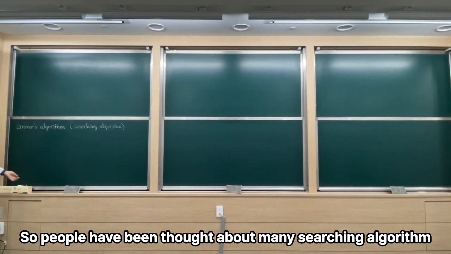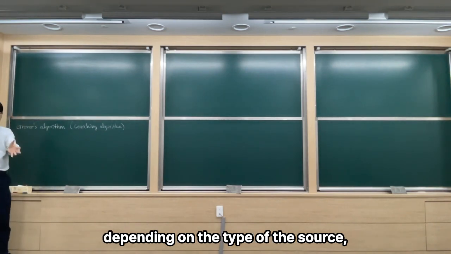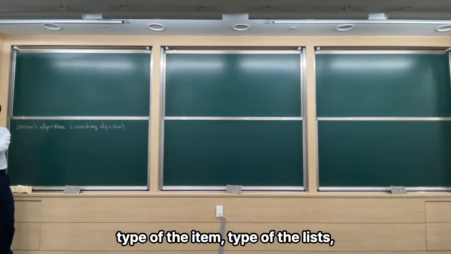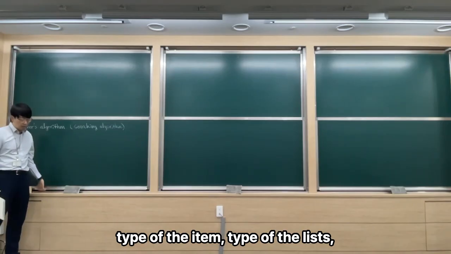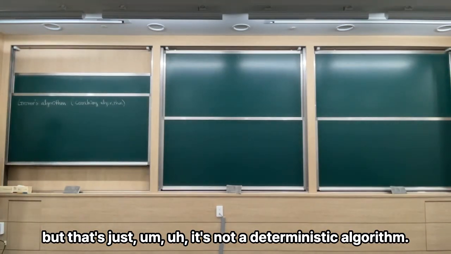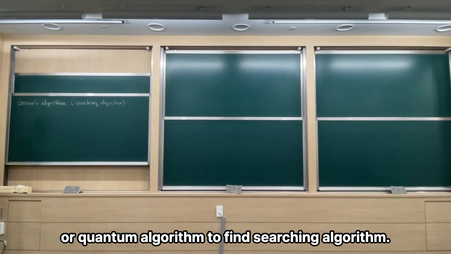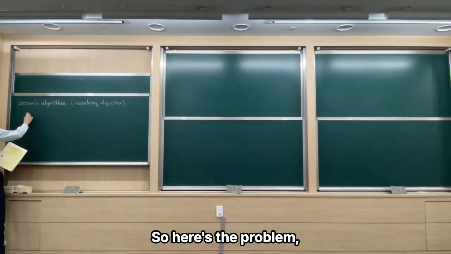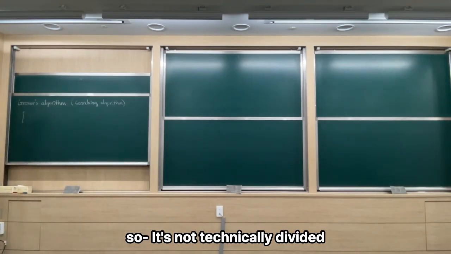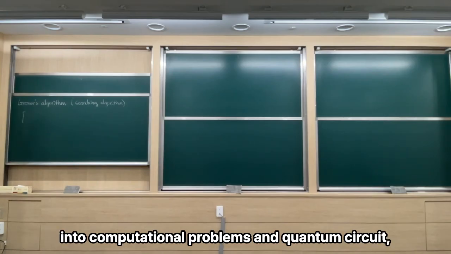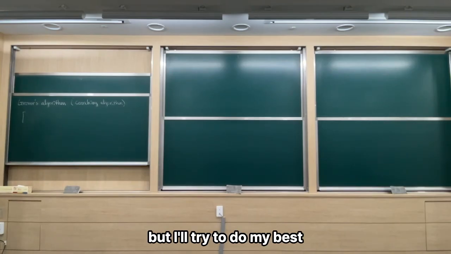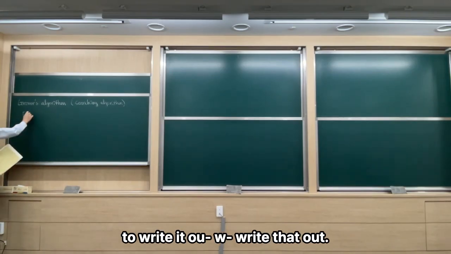People have thought about many searching algorithms depending on the type of the item and the type of the list, but that's not a deterministic algorithm. So Grover thought about how to use a quantum circuit or quantum algorithm to find a searching algorithm. So here's the problem. It's not technically divided into a computational problem and a quantum circuit, but I'll try my best to write it out.